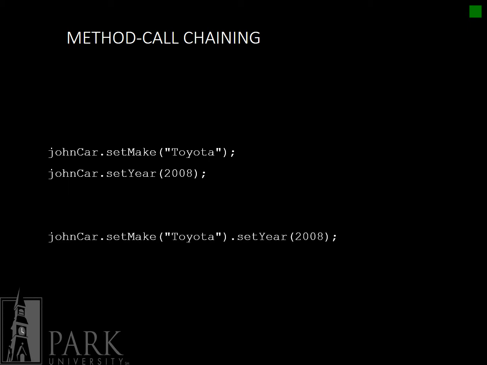So up to this point, we've called methods one at a time. And in an earlier example, we had a John car reference variable, and we set its make and year like this. We had two separate lines to do this, right? So let's discuss how you can chain these two method calls together like this. This is called method call chaining, and it's when you use a dot to concatenate a method call to the end of another method call.